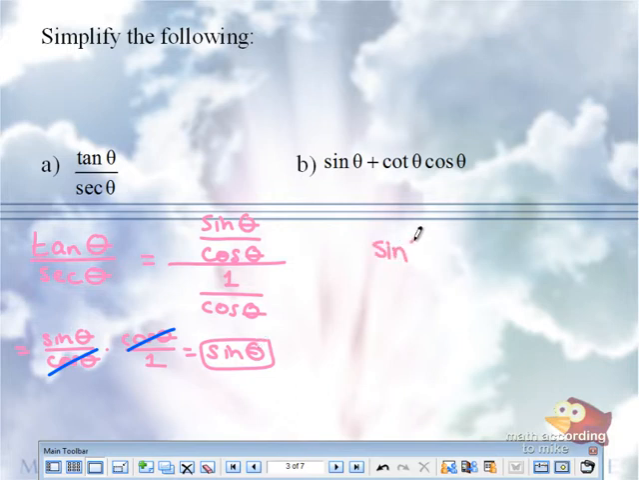So we'll have sine theta plus cosine over sine, that's cotangent, times cosine theta. Well, nothing cancels here. So that hanging cosine there is really over 1. So how could we rewrite the second term? There you go. Cosine squared theta over sine theta.